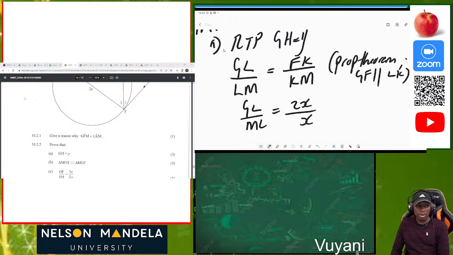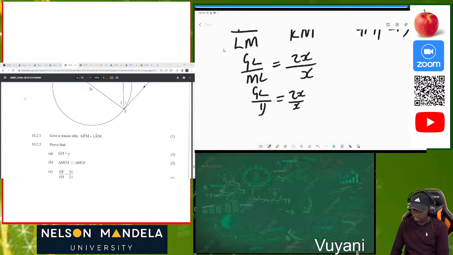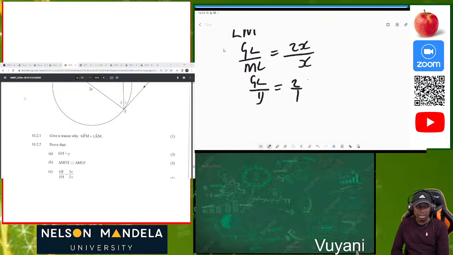And what do we know? We know that GL is equal to 2GH. So now it's going to be 2GH over Y is equal to 2x over x. So the x's divide each other, then we are left with 2 over 1. So this GL is the same as 2GH over Y is equal to 2.